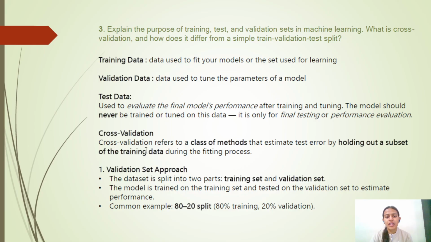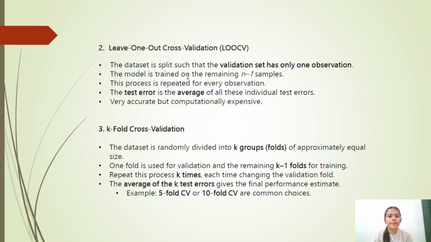Cross-validation refers to a class of methods that estimate test error by holding out a subset of the training data during the fitting process. First, the validation set approach. The data set is split into two parts, a training set and a validation set. The model is trained on the training set and tested on the validation set to estimate performance. A common example is an 80 to 20 split, 80% training, 20% validation.